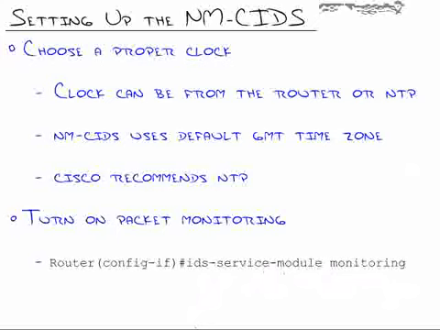So if your router has fast Ethernet 0/0 and fast Ethernet 0/1, and you want it to monitor those two interfaces as packets pass through, you need to get under each one of those interfaces. We need a router sim here. Router config, type in interface fast Ethernet 0/0, and then type this command, IDS service module monitoring. Immediately, your router begins making copies of all the packets that are going through that interface and sending them to the sensor for analysis.